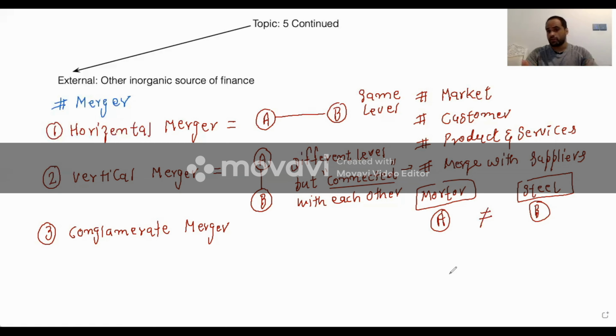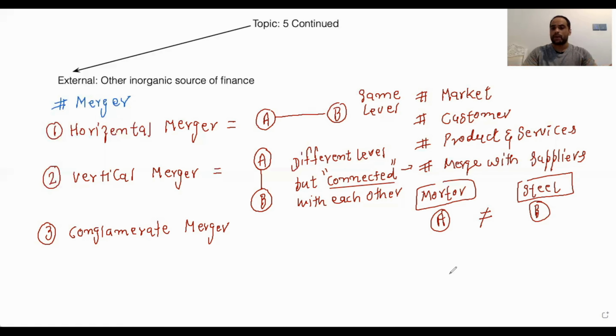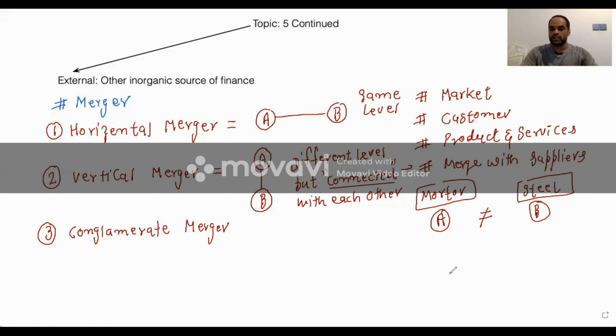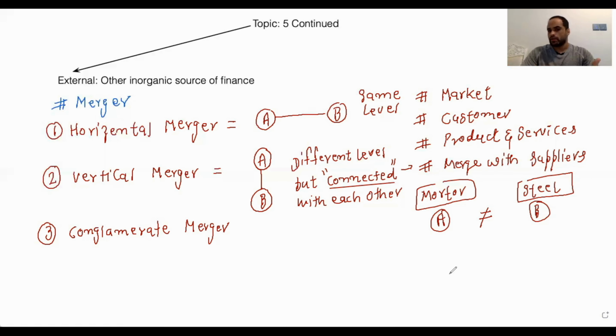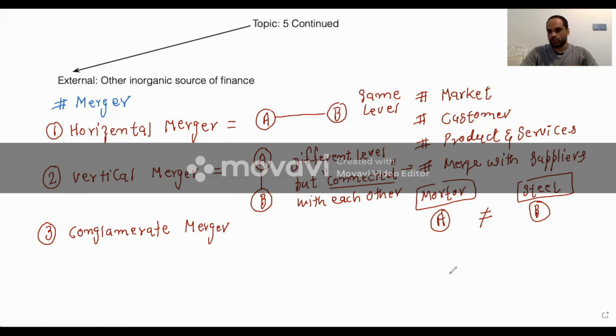Customers of the steel industry are not only the companies producing cars and vehicles, but many other companies are also buying steel. It depends in which profession or manufacturing sector we are using steel. So they are not only supplying to the motors, they're supplying to many, right? Product and services: steel companies supply steel, iron, or metals. And motor companies are supplying cars and vehicles. So they are different. But the motor company and the steel company have a relation.